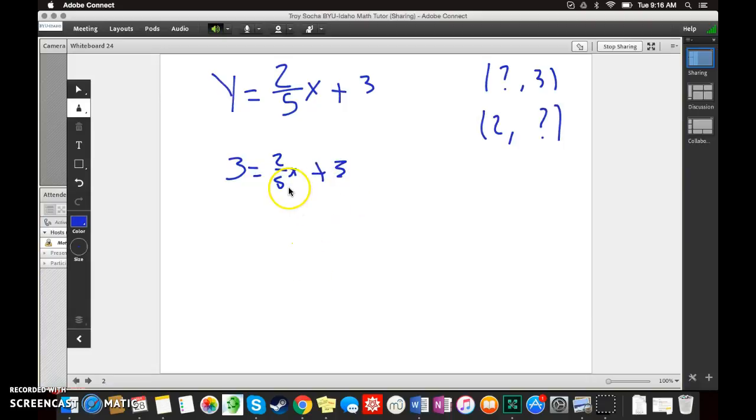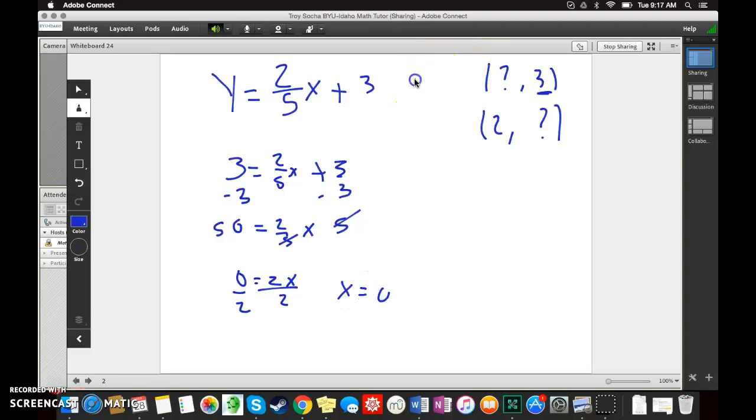All right, so we plug in our 3 for y because that's what we know. We know 3 is y in this one. All right, now we solve. Minus 3, minus 3. We get 0 equals 2 over 5x. Now we need to get x by itself, so we need to multiply by 5 to get the 5 off the bottom. 0 multiplied by 5 is still 0. And then we divide by 2. So x in this case equals 0. So for this first point, it's 0, 3.